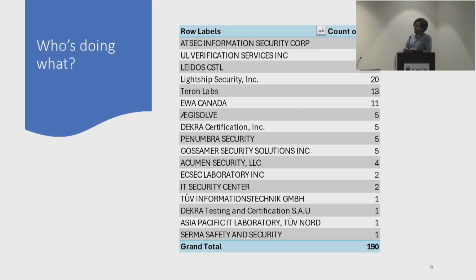So the question is, who's doing what? I think we all know right now ATSEC has done the most in terms of the number of certs awarded, followed by UL and Leidos, and you're seeing a lot of the other labs come up. I wish I had a timeline because you can see other labs starting a little bit late but really growing momentum in how much they're submitting.